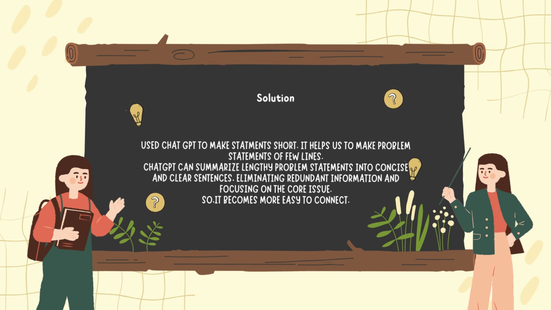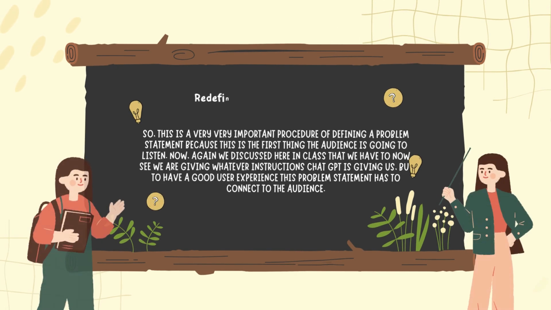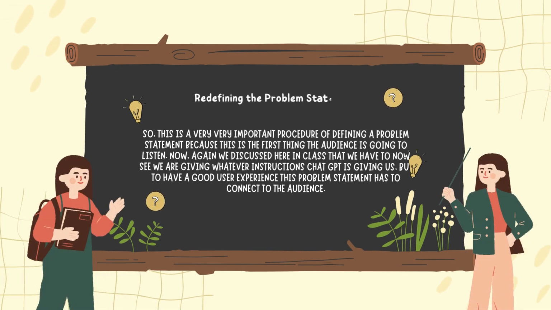Since this instruction was given to ChatGPT, it did exactly what we prompted it. Now if you see this problem statement, we are IT students, so there is no technicality in it. It looks like a newspaper title. So what we have to incorporate is what technology we are going to use. That technology we are going to put in the problem statement. So this problem statement we are going to redefine.